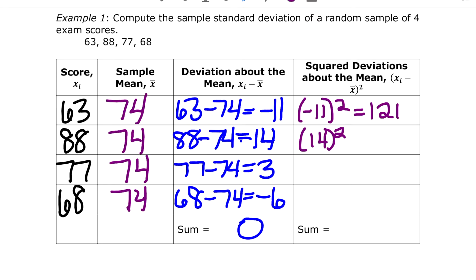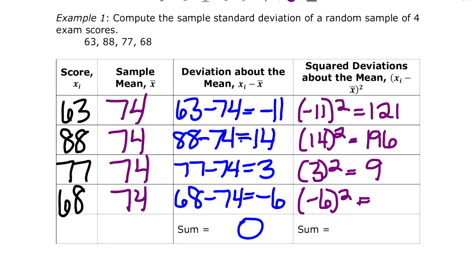14 squared is 196. 3 squared is 9. And -6 squared is 36. And it is important that at least these negative numbers, you put them in parentheses before you plug it into your calculator. Because if I didn't have the parentheses around the -11, my calculator would have told me that -11 squared is -121. But that's not the case.